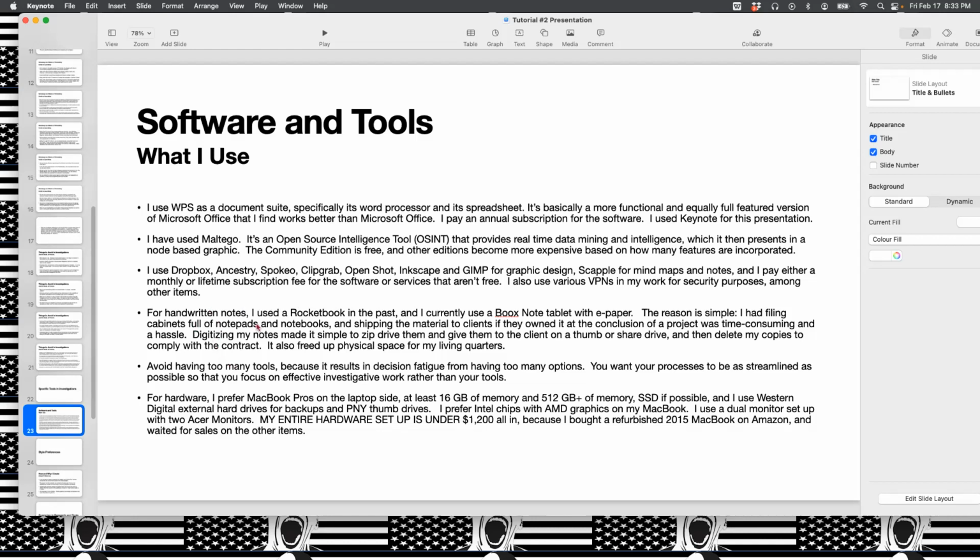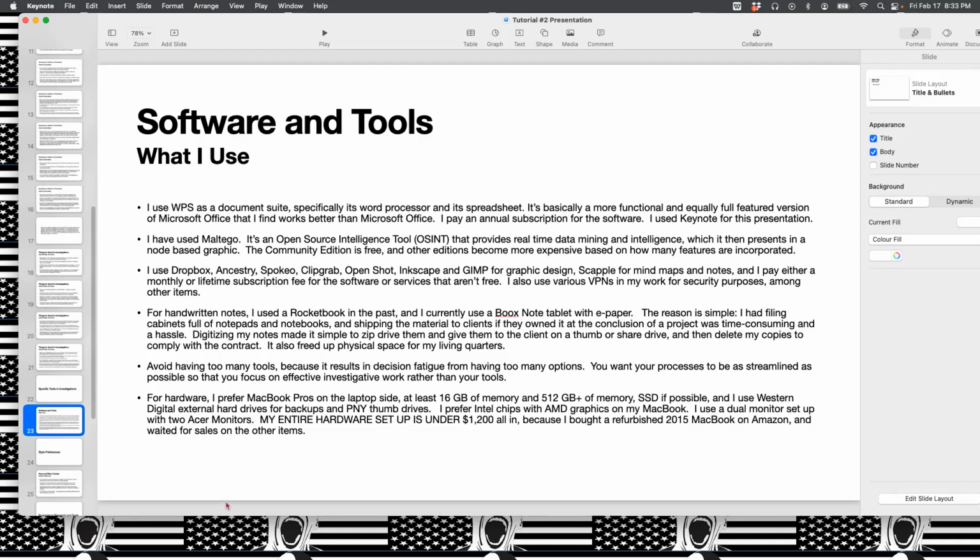So for handwritten notes, I used a Rocketbook in the past, and I use a Boox Note tablet with e-paper, e-ink. And the reason is simple. I had filing cabinets full of notepads and notebooks, and shipping the material to clients if they owned it at the conclusion of a project. Like you're talking about bankers' boxes that you have to tape, and you have to take it to a FedEx and everything. If I digitize my notes and everything, it makes it simple to zip drive them, give them to the client on a thumb drive or a shared drive, delete my copies to comply with the contract. It also frees up physical space for my living quarters.